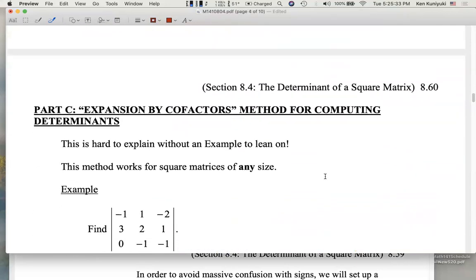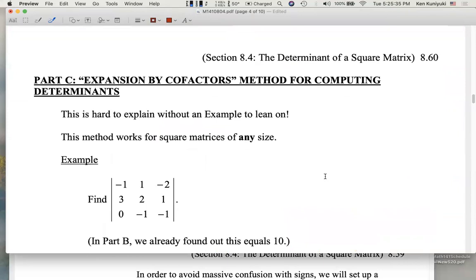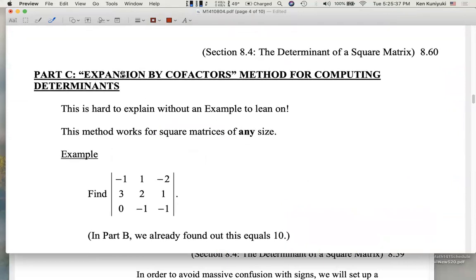Next up, the method you may have learned back in your old algebra class, finding determinants by the expansion by cofactors method, sometimes known as the expansion by minors method. Next time, try to remember.